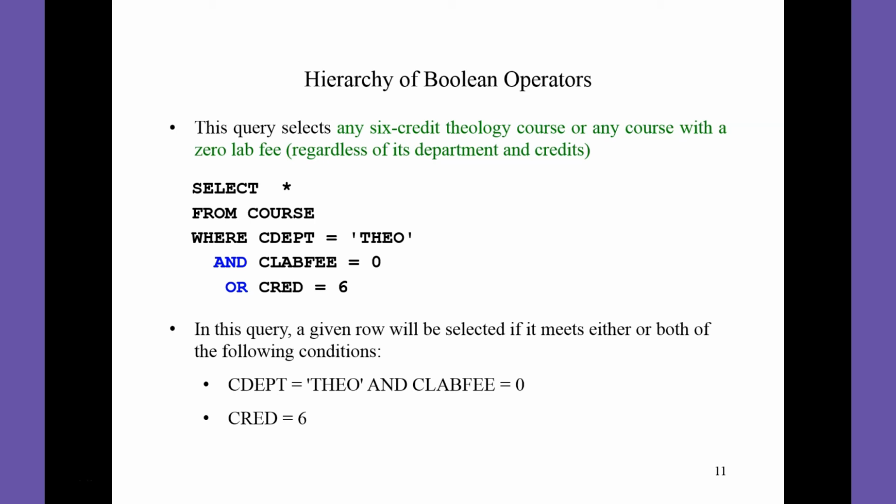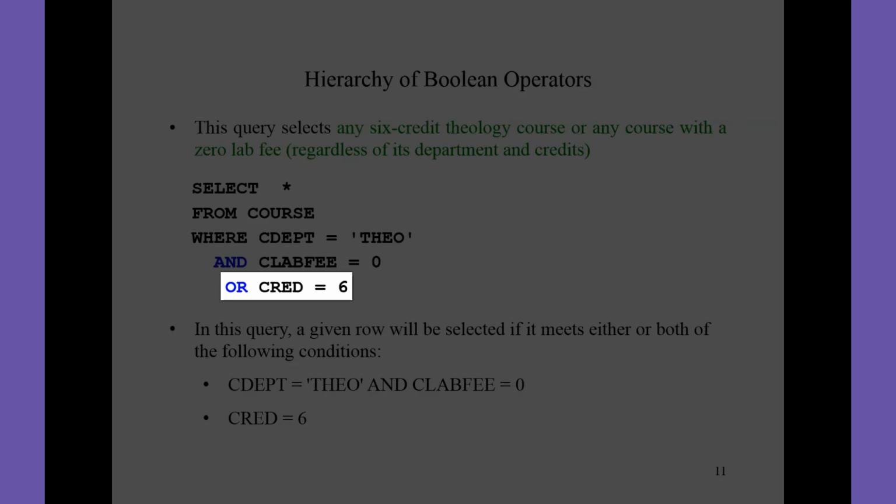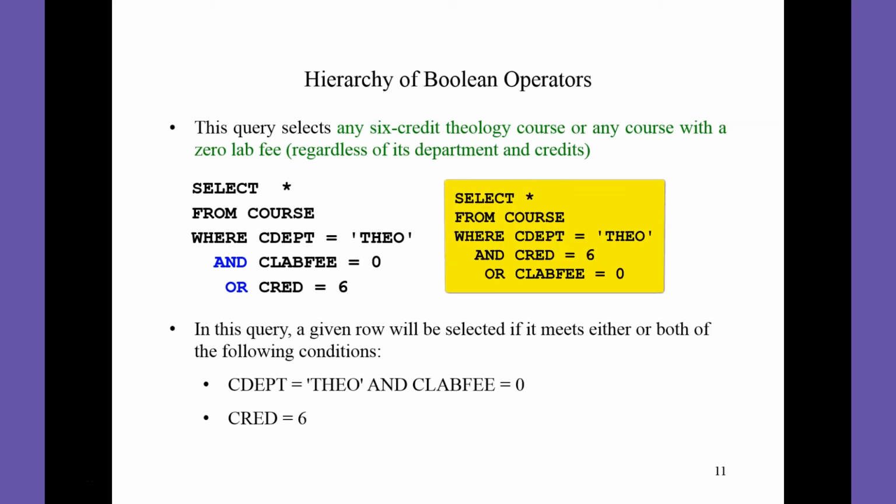Due to the operator precedence, C department equals theology and lab fee equals 0 are bound together because they are connected with and. Then credit equals 6 is connected using or, making it independent of the other conditions. Compare the current query to this alternative query. This alternative uses the same individual predicates, but they are connected in a different way. Due to the operator precedence, these two queries are not logically equivalent.